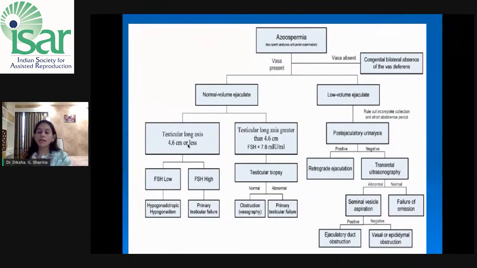This is usually carried out after alkalizing the urine sample and then centrifuging. We centrifuge the urine at high speed and examine the pellet. If the pellet has presence of sperms, then the diagnosis of retrograde ejaculation can be clinched. However, if this is negative, then the other causes of low volume ejaculate include an obstructive etiology.